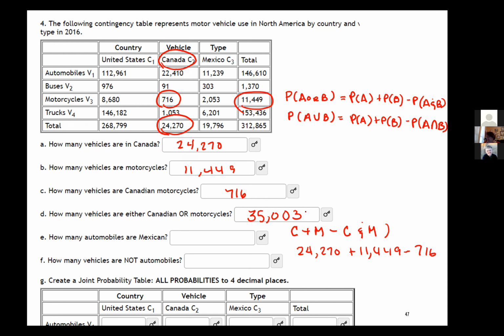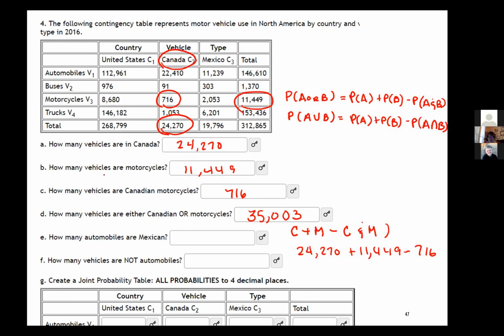Okay, and then you can do the rest similarly. How many automobiles are Mexican? 19,796. How many vehicles are not automobiles? Well, you've got buses, motorcycles, and trucks. So you could add buses, motorcycles, and trucks, or you could take the total and subtract off the automobiles, and you'd get the same value. So you could do it either way.